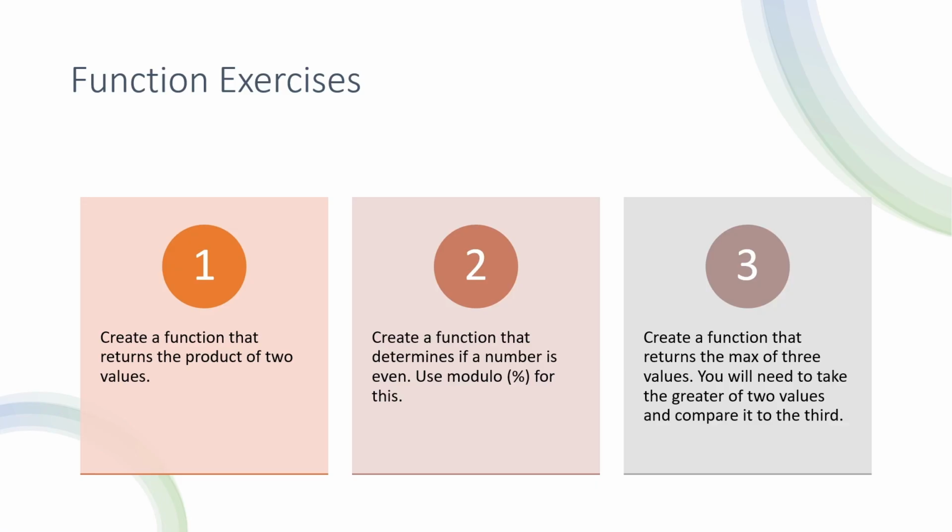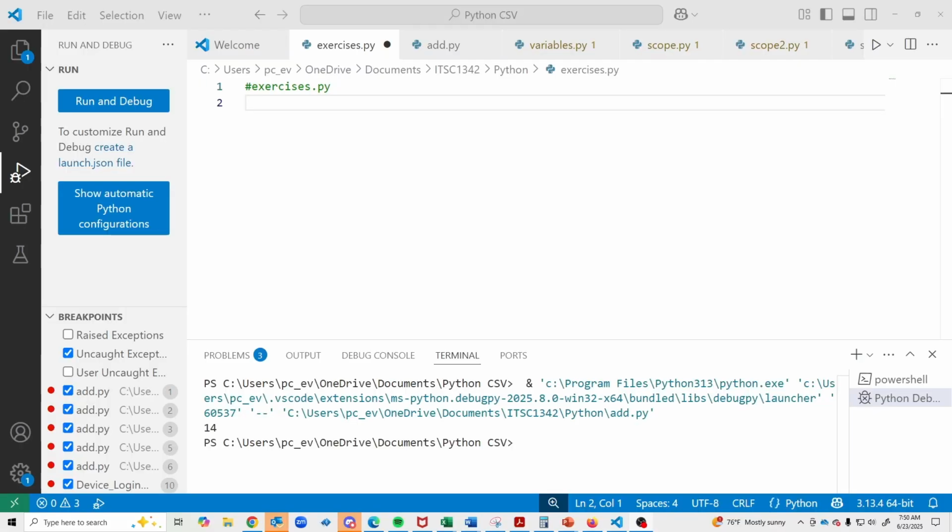So now let's take a look at some function exercises. I'm going to demonstrate 3 exercises. The first one, I'll create a function that returns the product of two values, multiplication. Next, I'll create a function that determines if a number is even, and we can use the modulo operator for that. And lastly, I'll create a function that returns the max of 3 values. I'll need to take the greater of 2 values and compare it to the third. So let's get started with that.